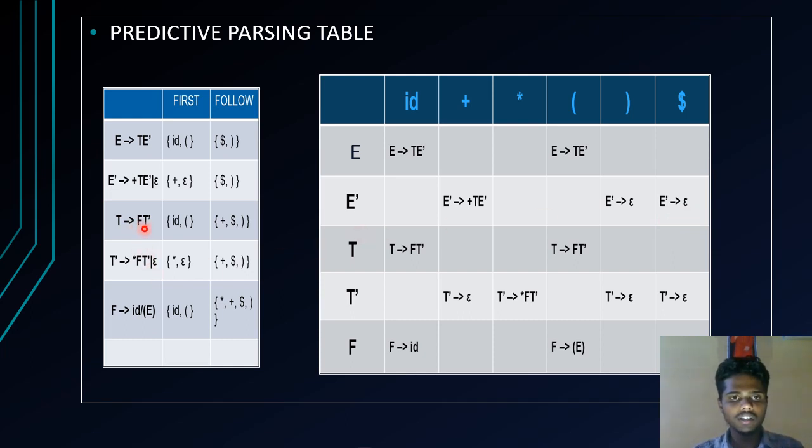Next coming to T, it is in open parenthesis and id. So in place of open parenthesis and id we need to write this grammar, that is T tends to F T dash, and again here T tends to F T dash. Again coming to T dash, that is star and then epsilon. So in star we wrote T dash tends to star F T dash, and then here we wrote T dash tends to epsilon. In both of these we have to write that. Next coming to F tends to id or E, it is in id and open parenthesis. So in place of id we wrote F tends to id, and in place of open parenthesis we wrote F tends to E.